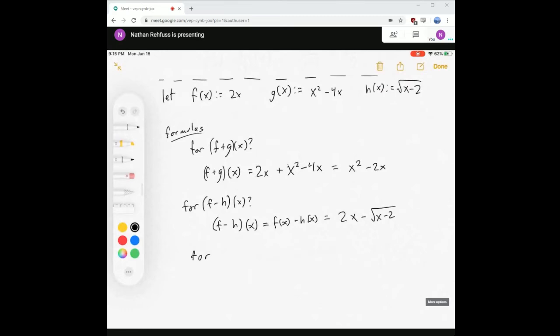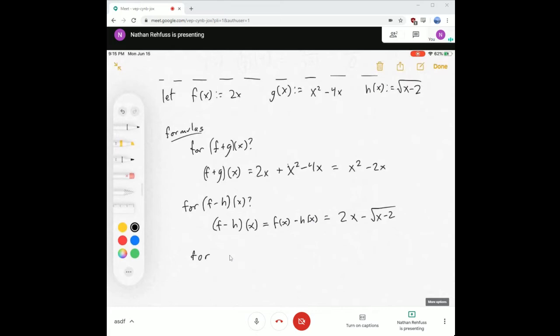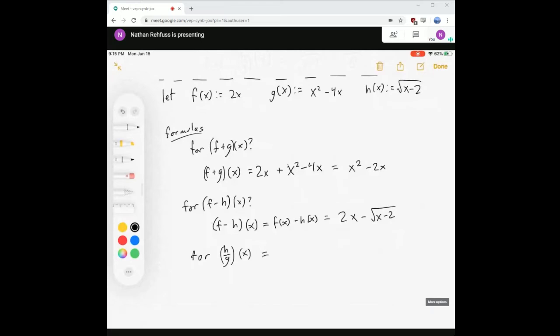How about h divided by g of x? This is the other way to write division. Sometimes we'll write it with a division sign. Sometimes we'll write it as a fraction like this. But it's the same operation. It's just going to be h of x divided by g of x. So it's going to be the square root of x minus 2 over x squared minus 4x. And that is all there is to it.